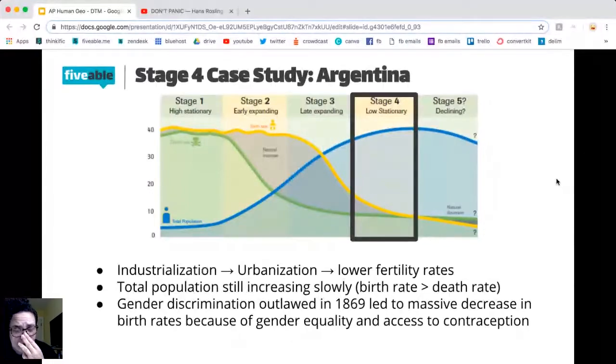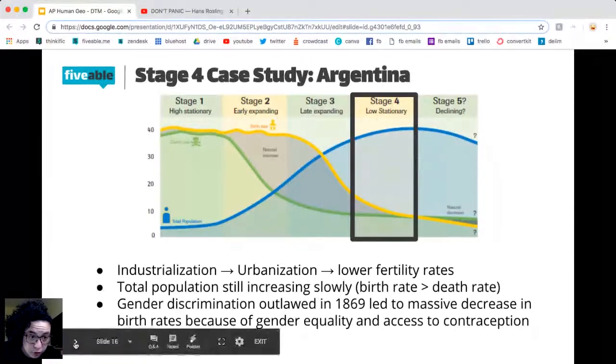And the last thing, which I just learned today, is that gender discrimination was outlawed in Argentina in 1869 as part of their civil codes. Kind of interesting, a fun fact. Because of that, women in Argentina were able to access more education, more rights, more opportunities, and more contraceptives, and therefore fertility rates were lower. And so Argentina was able to get to stage 4. It's kind of an outlier in South America because of these factors. So that would be a case study for stage 4.